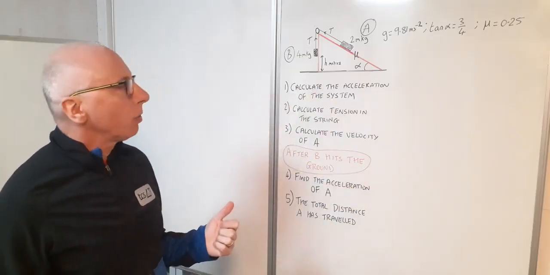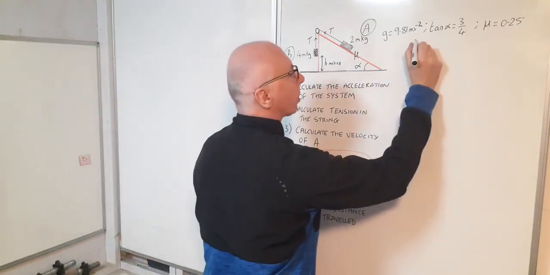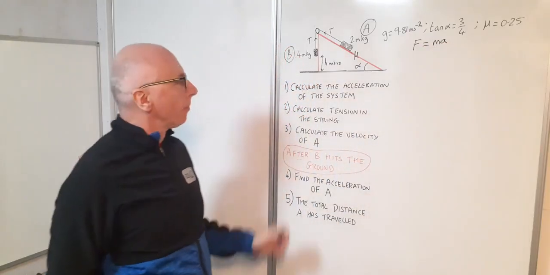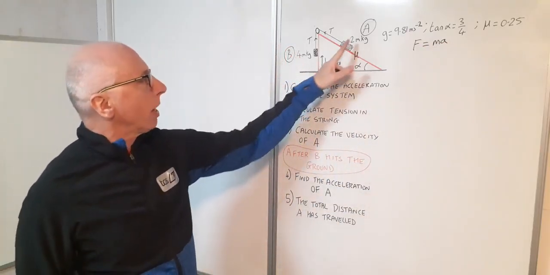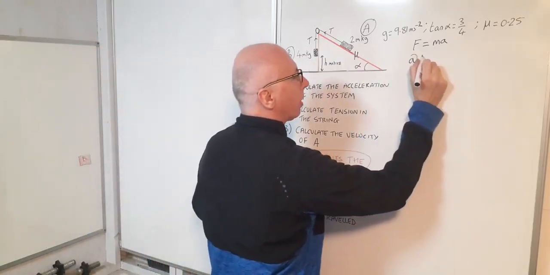That's going to be down to our forces. So use force equals mass times acceleration. So that's going to be our go-to equation to get us where we need. So let's have a look at what's happening at B first. That's going to be the most simple one.